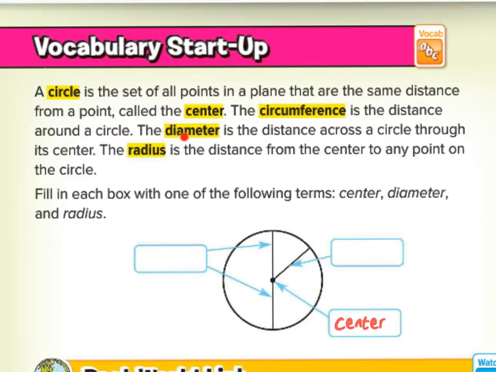The diameter is the distance across a circle. So here we have the circumference all the way around, and the diameter is the distance across a circle through its center. So this all the way through like this is the diameter. I like to remember the word diameter because it starts with di, and di is the distance across.